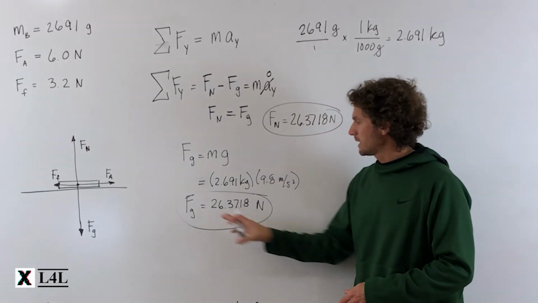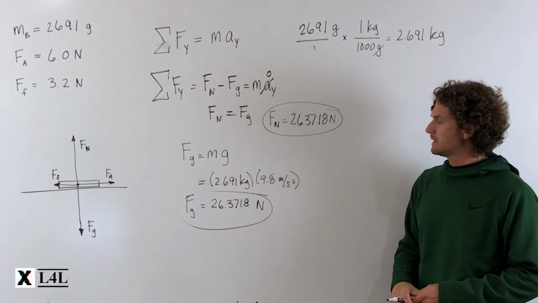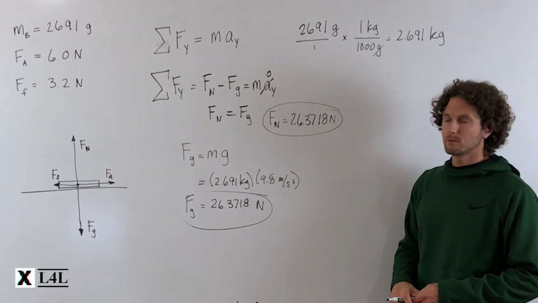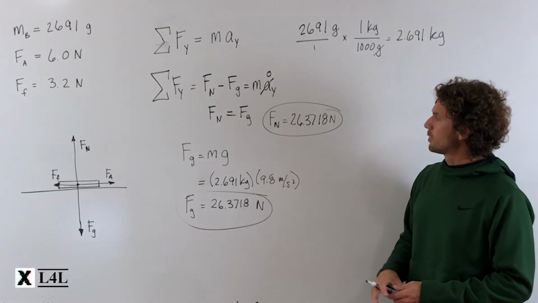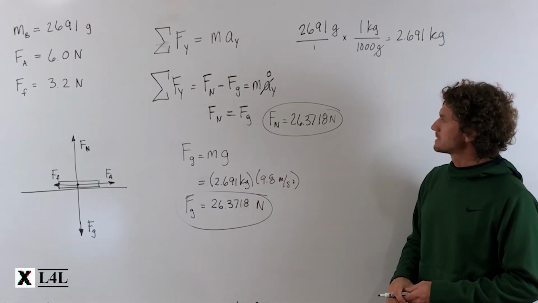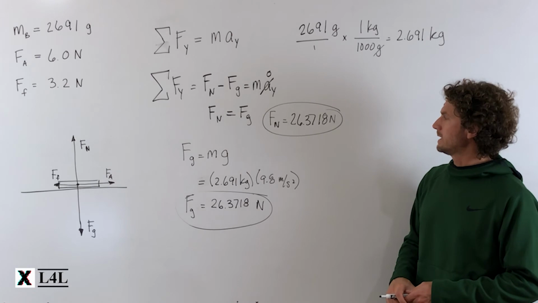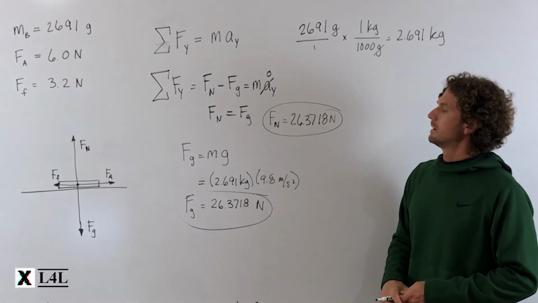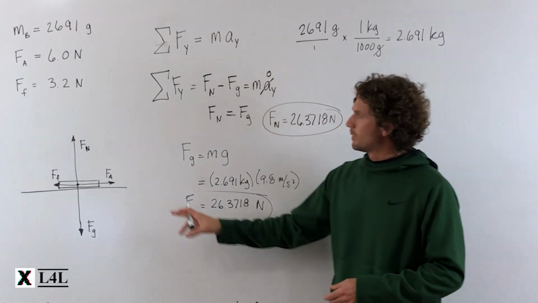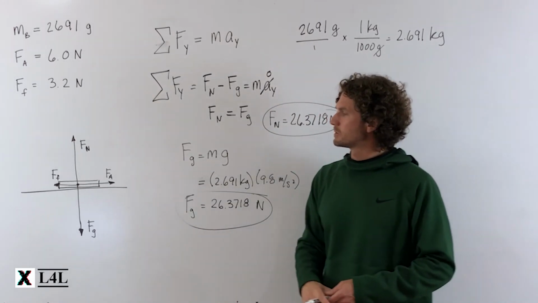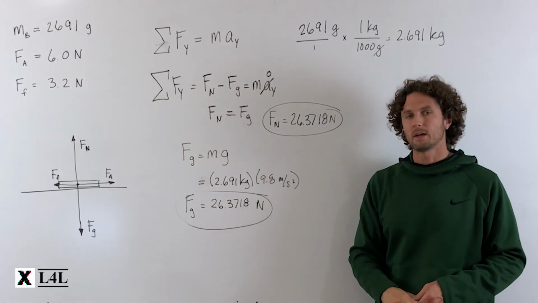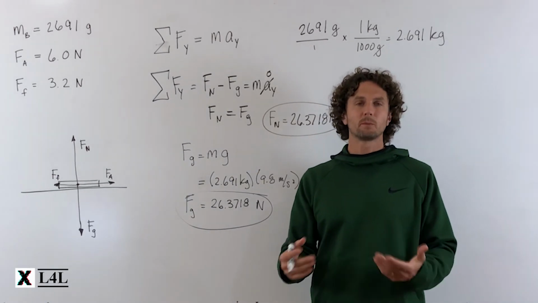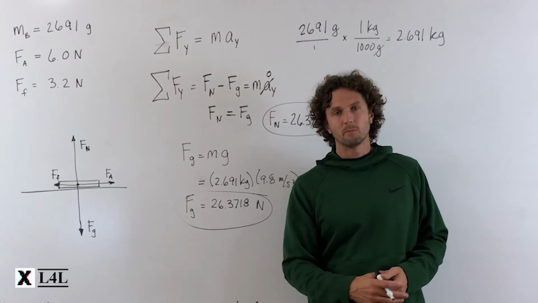Plugging into our calculator, we found that the force of gravity is 26.3718 newtons, and therefore the normal force is also 26.3718 newtons. So I've identified the magnitudes of two of the forces. We were actually given the other two forces, the force of friction and the force applied. So at this point, we can sum the forces in the horizontal to determine the actual acceleration the book experienced.